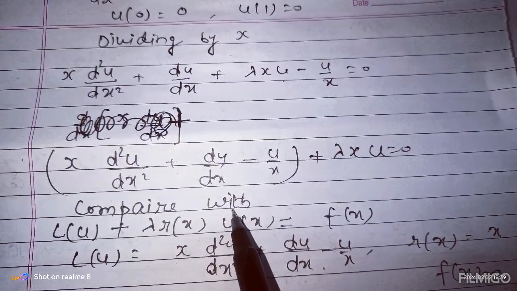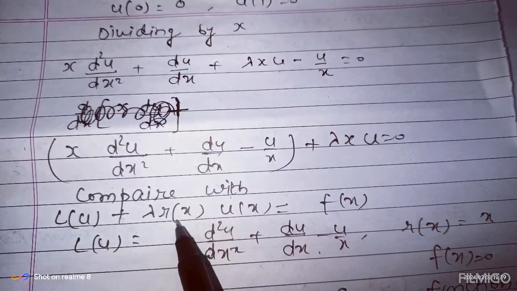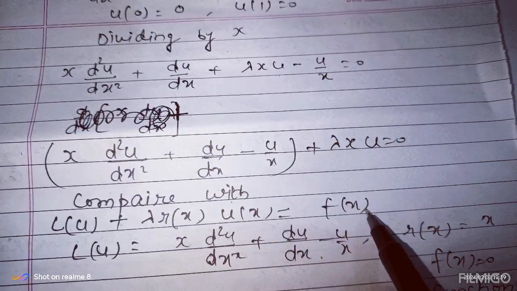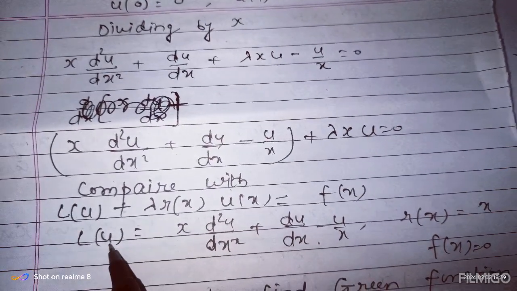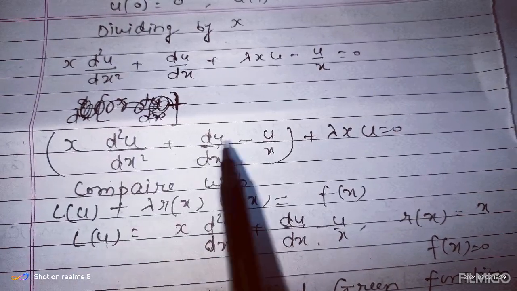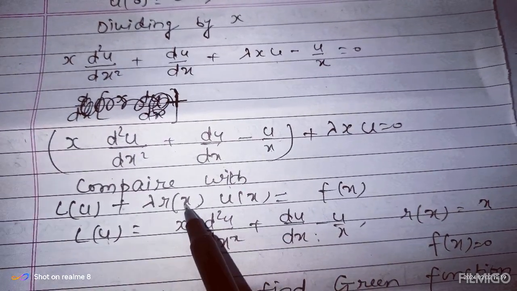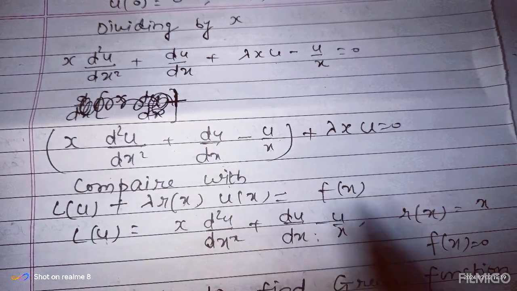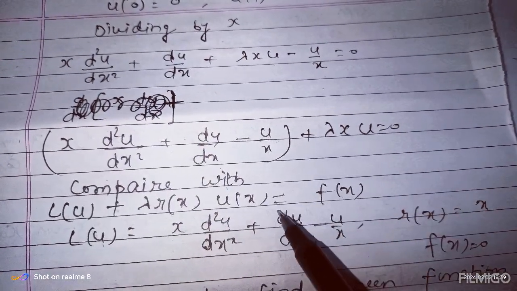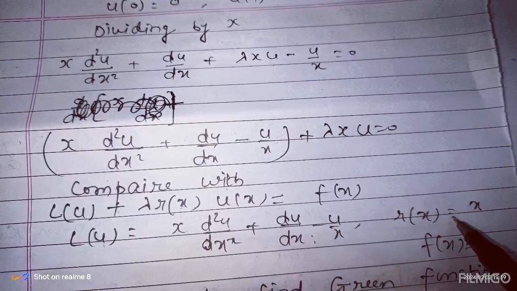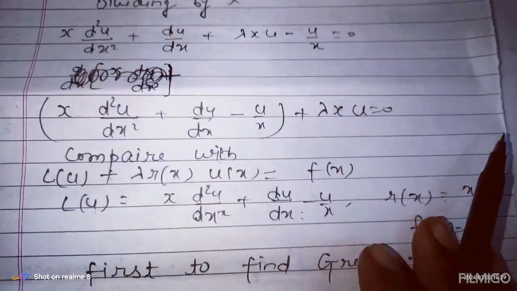Then compare with Lu + λr(x)u(x) = f(x), where Lu = x d²u/dx² + du/dx − u/x and r(x) = x. So r(x) equals x and f(x) equals 0.